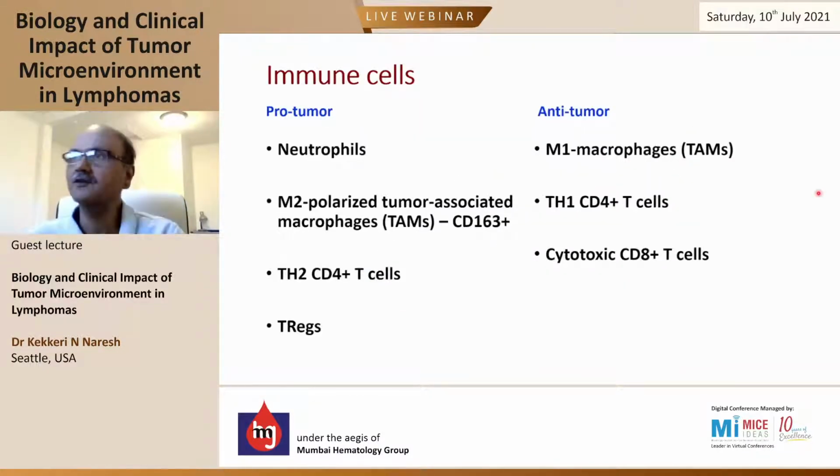So across, the immune cells can be broadly divided into those which are pro-tumoral and those which are anti-tumoral. Pro-tumoral are neutrophils, the M2 polarized macrophages, which express CD163, Th2 CD4 positive T cells, and regulatory T cells. And the anti-tumoral cells are the M1 macrophages, the Th1 CD4 positive T cells, and the CD8 positive T cells. So the tumor will always try to change the microenvironment from anti-tumoral to pro-tumoral.